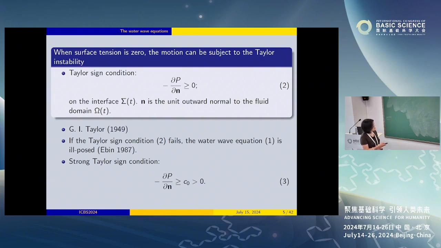This condition was proposed by G.I. Taylor, okay, and it is well known that when the Taylor sign condition fails, the water wave equation is ill-posed. This is a result of Ebin, for example, and I'm going to get to this a little later, to see why the sign is so important, okay? And of course, when the quantity is bounded below by a positive lower bound, we call this the strong Taylor sign condition, okay?